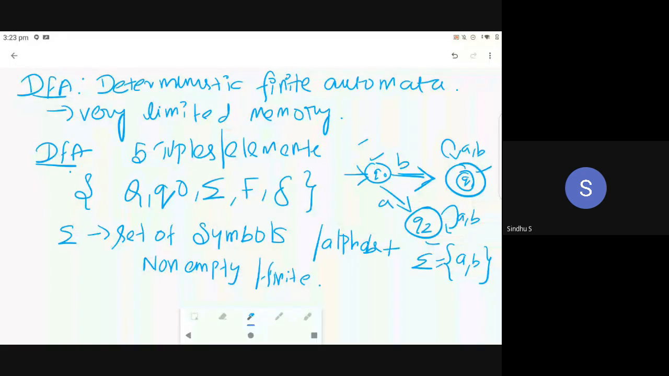Sigma is nothing but the input symbol which is operating on my states. So when I give one input symbol on one of my states, it will decide whether to take the input or not, and if it accepts the input, it will move to the next state. Fine. That is the way the DFA is working. It will accept the input, it will move to the second state.